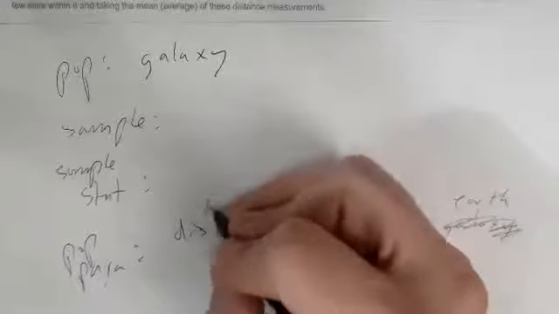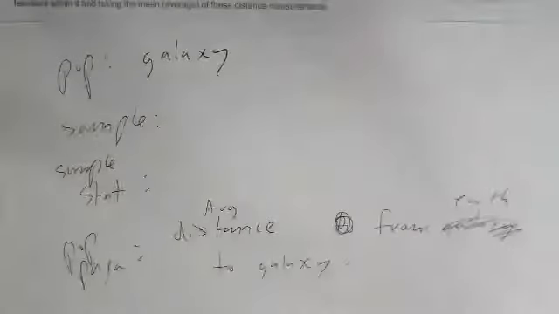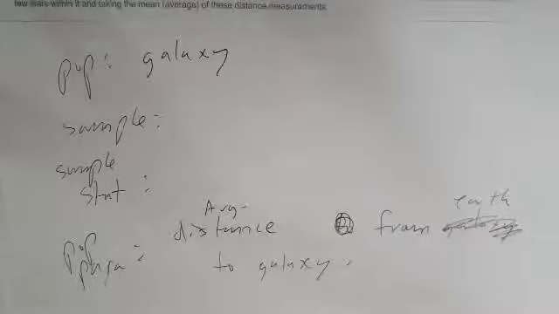I think they want the average distance. We should probably put average on there. Let me see what the book's saying. I'm pretty sure that's what they're saying. Yeah, we'd have to say the average, right? Because it wouldn't be a certain distance. A galaxy is a collection of stars. You want to know the average distance of those stars.